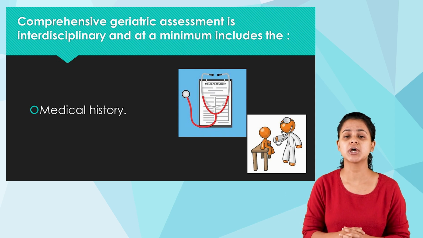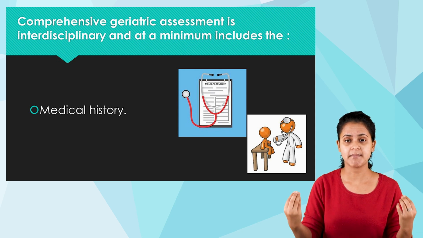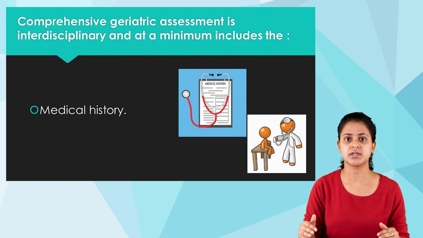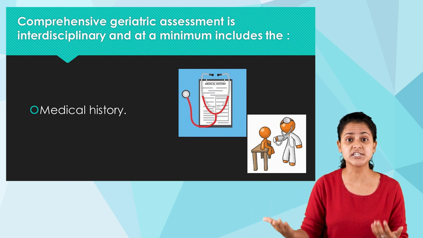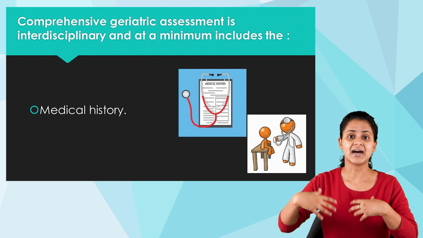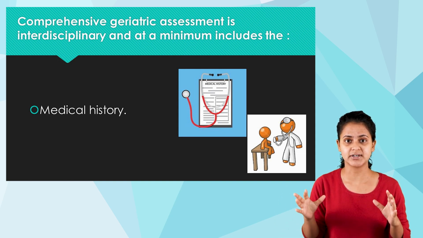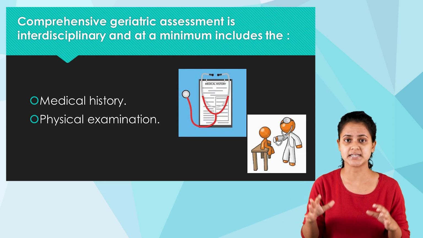History collection includes personal data, and present and past medical and surgical history. Also, we should collect history regarding the medication chart they are using, or the medication regimen they are following right now. We should also assess their family history, and collect data regarding their lifestyle. The second assessment a nurse should perform is the physical examination.